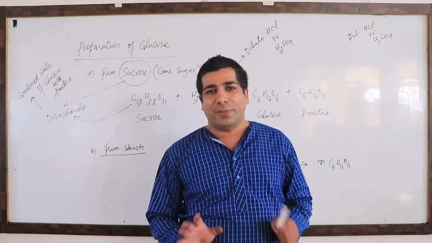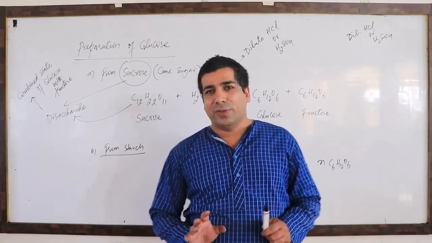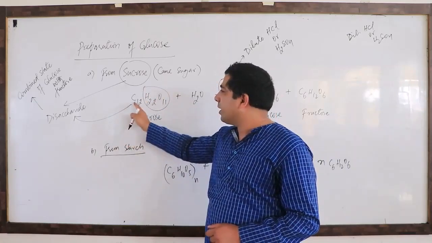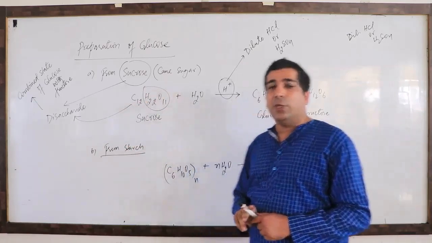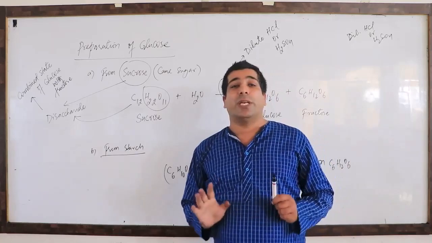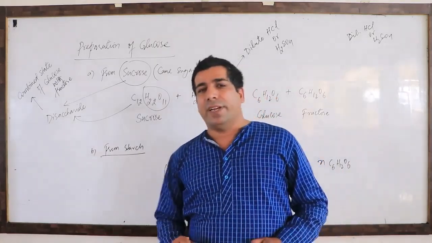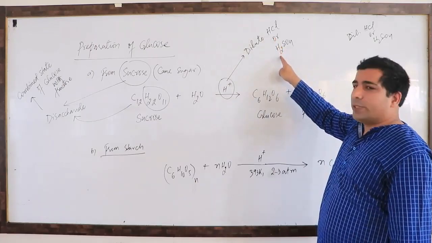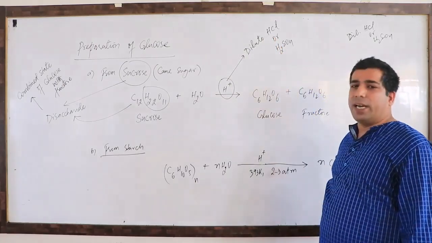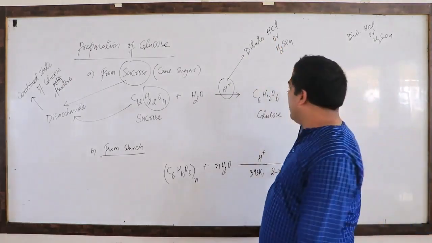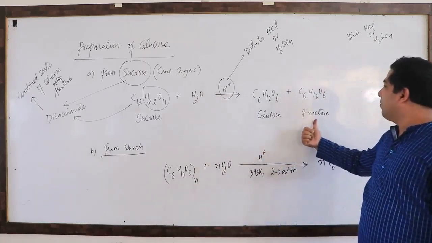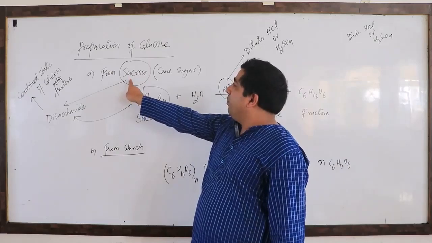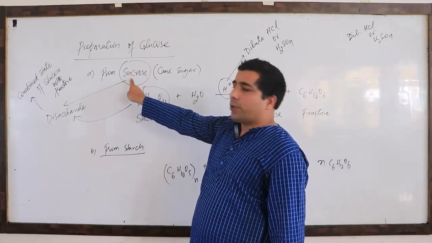Okay, the black carbon you will be getting only because all the water will be lost and only carbon will remain there when you are using concentrated H2SO4. But my dear friends, I am using dilute HCl or H2SO4, so I won't be getting carbon, but I will be getting glucose and fructose. So my dear friends, I can prepare the glucose from sucrose.